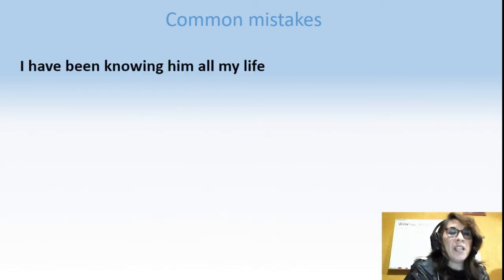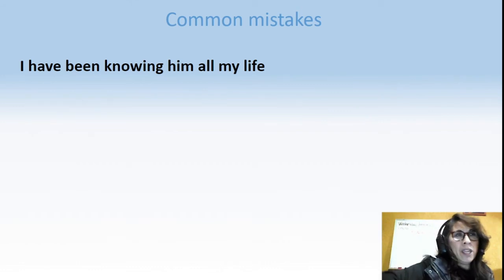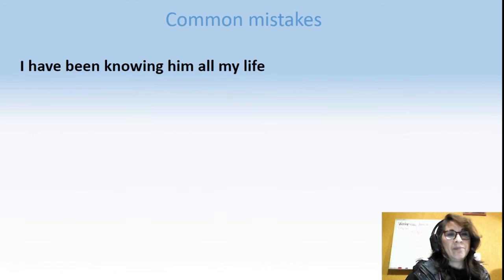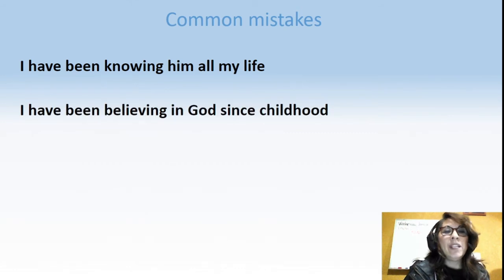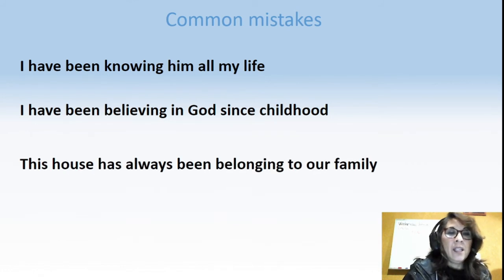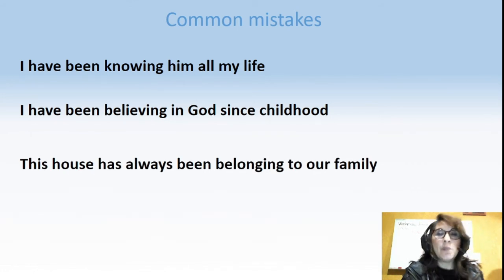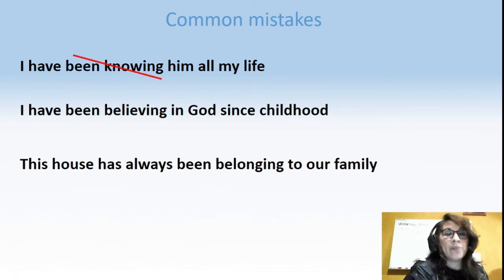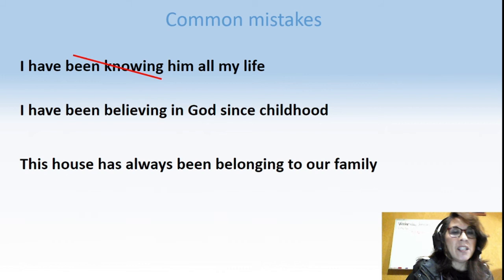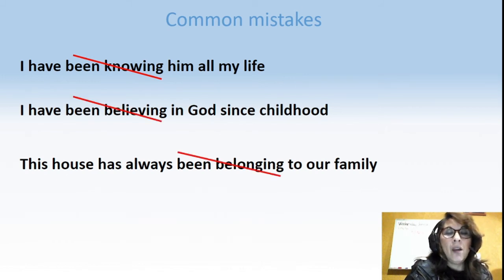Other common mistakes: I have been knowing him all my life. So you know him and know him and know him again? That is not possible. I have been believing in God since childhood. No. This house has always been belonging to our family. No. "Been knowing" is incorrect. "Been believing" is incorrect. "Been belonging" is incorrect.